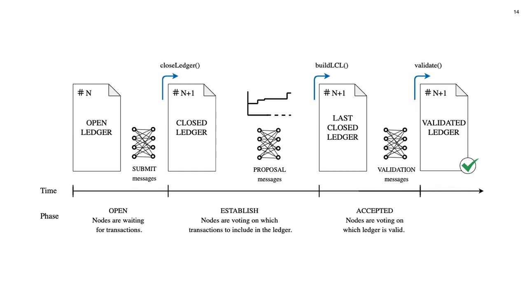So let's start with the open phase. When the node enters a new round of consensus, it sets the phase to open, resets round-specific data structures, and waits for the buffer to fill up with submitted transactions. Once the node has been in the open phase for more than half of the duration of the previous consensus round, the node moves to the established phase.